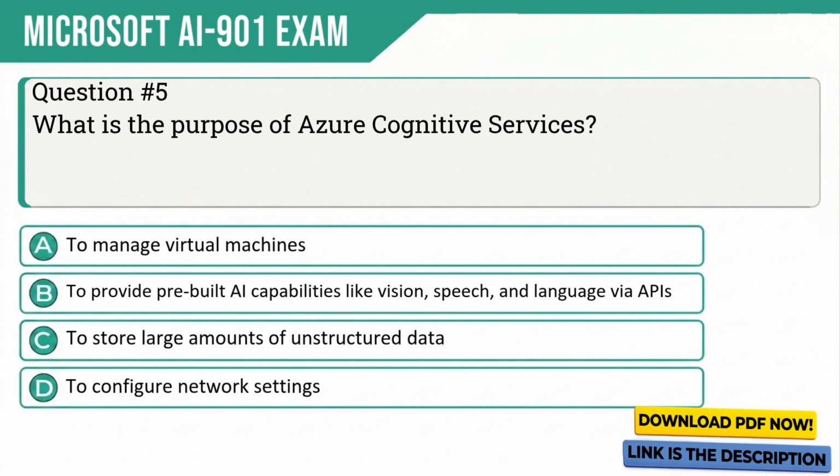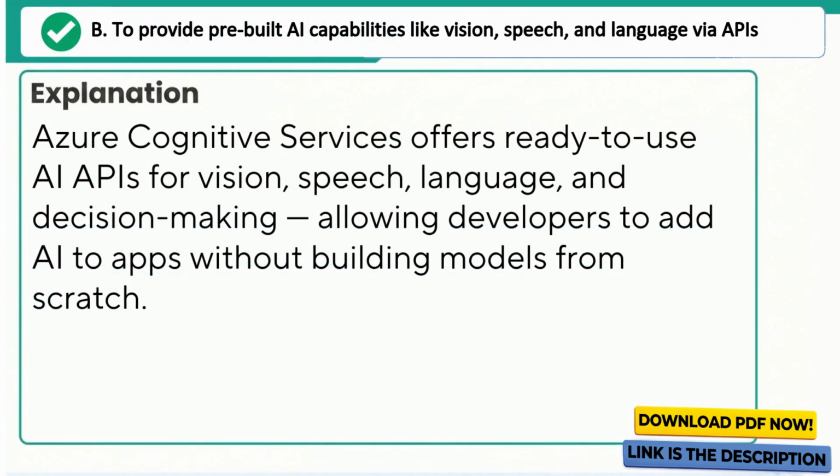C. To store large amounts of unstructured data. D. To configure network settings. Correct answer, B. To provide pre-built AI capabilities like vision, speech, and language via APIs. Explanation. Azure Cognitive Services offers ready-to-use AI APIs for vision, speech, language, and decision-making, allowing developers to add AI to apps without building models from scratch.